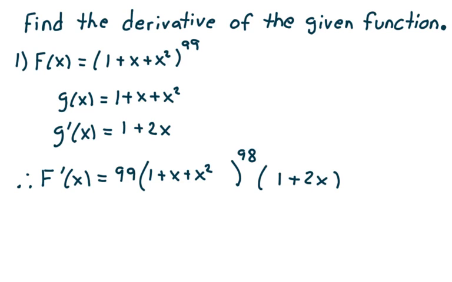Let's take a look at number 1. Suppose f of x is (1 plus x squared) to the 99th power. Now, my inside function g of x is 1 plus x squared. G prime of x is 1 plus 2x. So if I put all this together, f prime of x is equal to 99 times (1 plus x squared) raised to the 98th power times (1 plus 2x). And that right there is example 1.